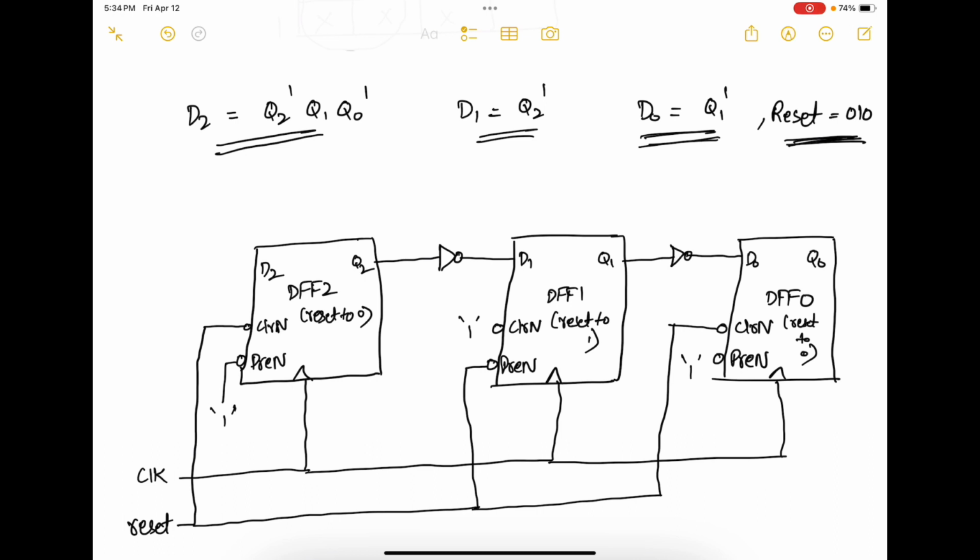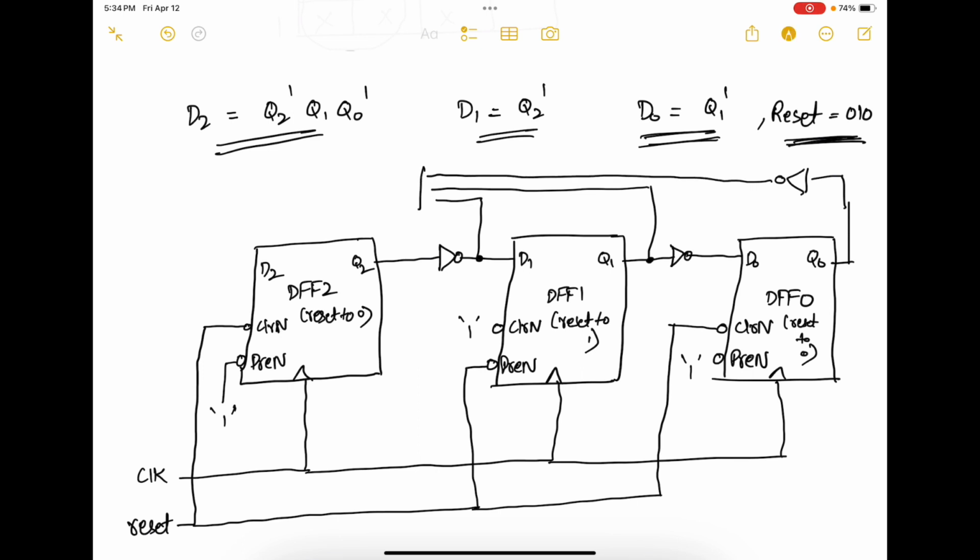Now D2 is Q2 prime, Q1, and Q0 prime. So take Q2 prime from here, Q1, which is this one here, and Q0 prime, which is this one, but you have to invert it, send it here, and then you do the AND operation. So the output of the AND gate is fed to D2. So this is how you design the counter.